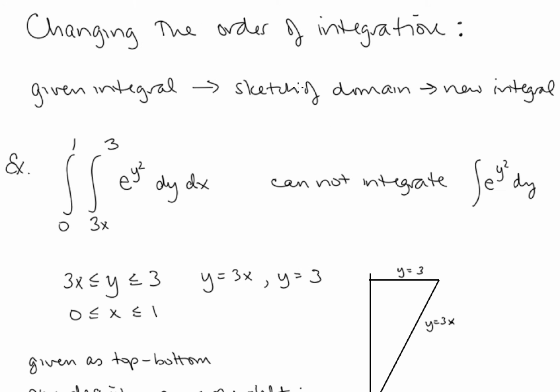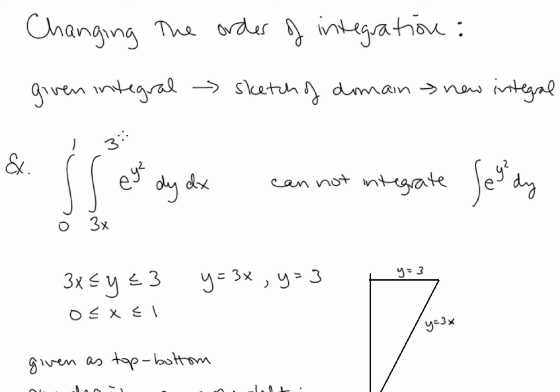When you're changing the order of integration, you want to start with your given integral. You want to sketch the domain from this integral, look at this, and then sketch the domain. And then from the sketch, create a new integral. So let's take a look at this example. We can't integrate e to the y squared dy. So we're interested in switching the order of integration. So let's see how that would look.